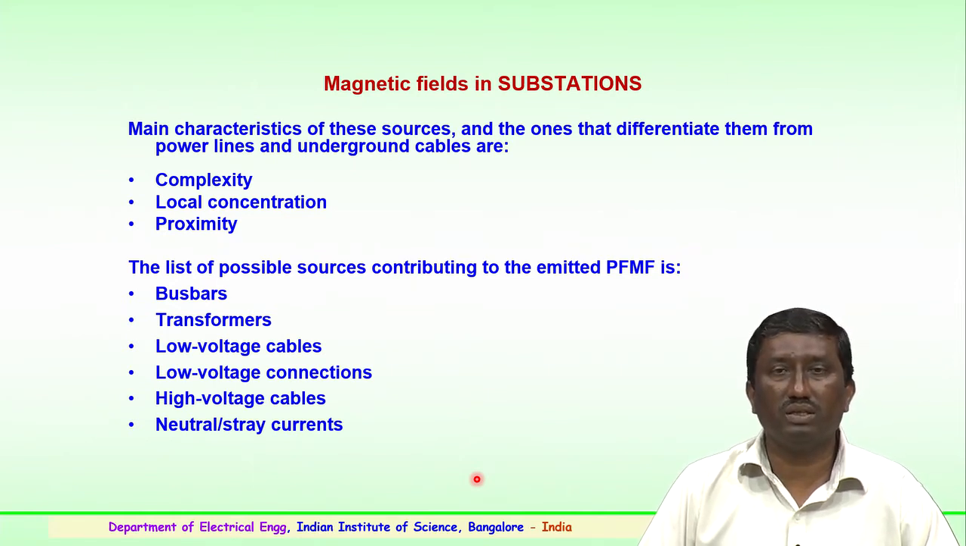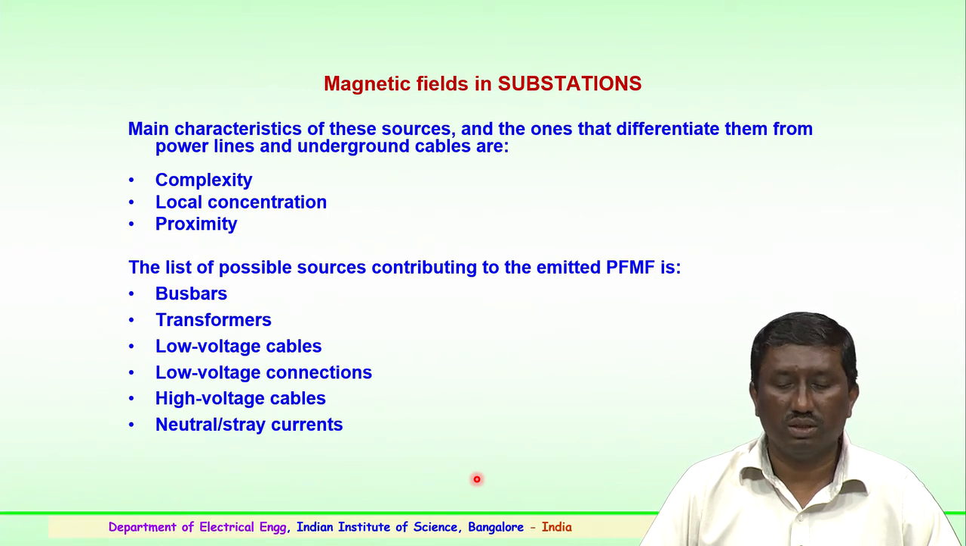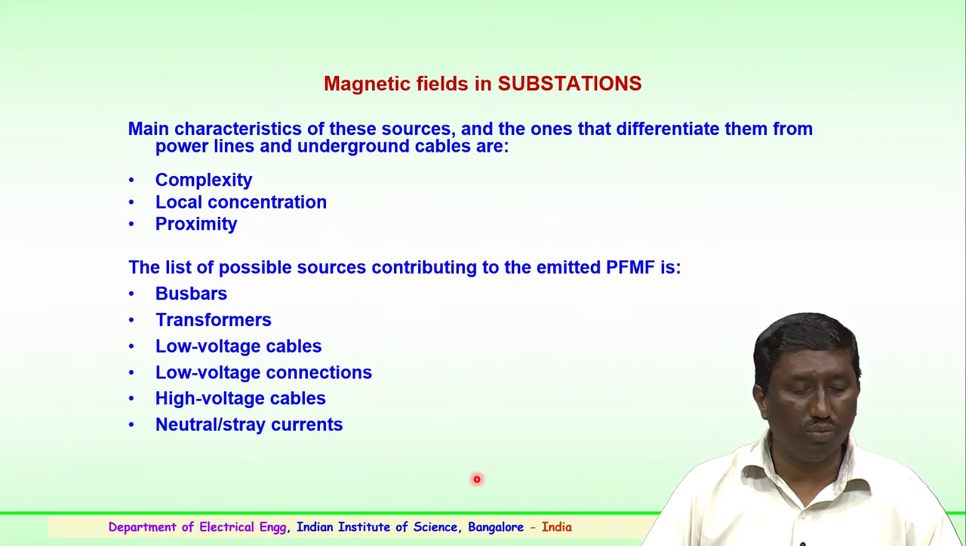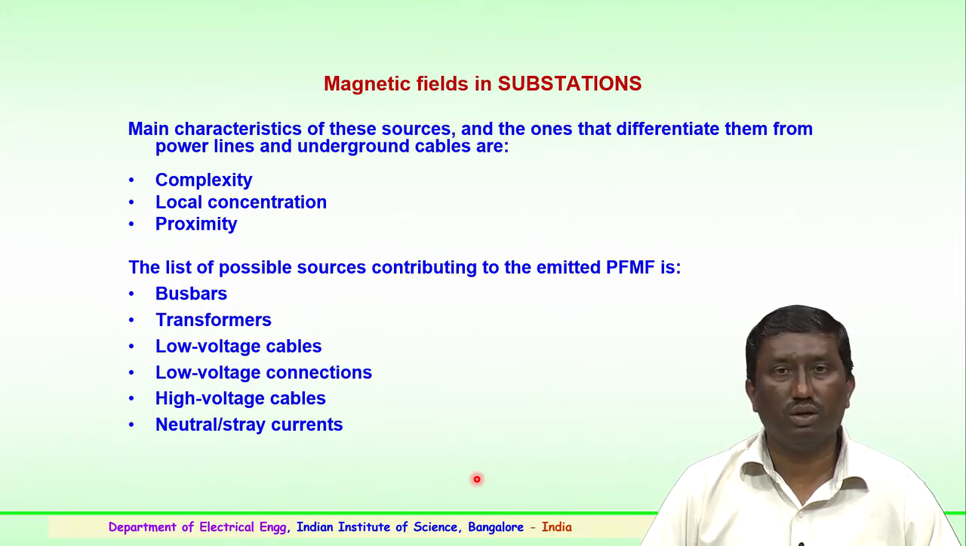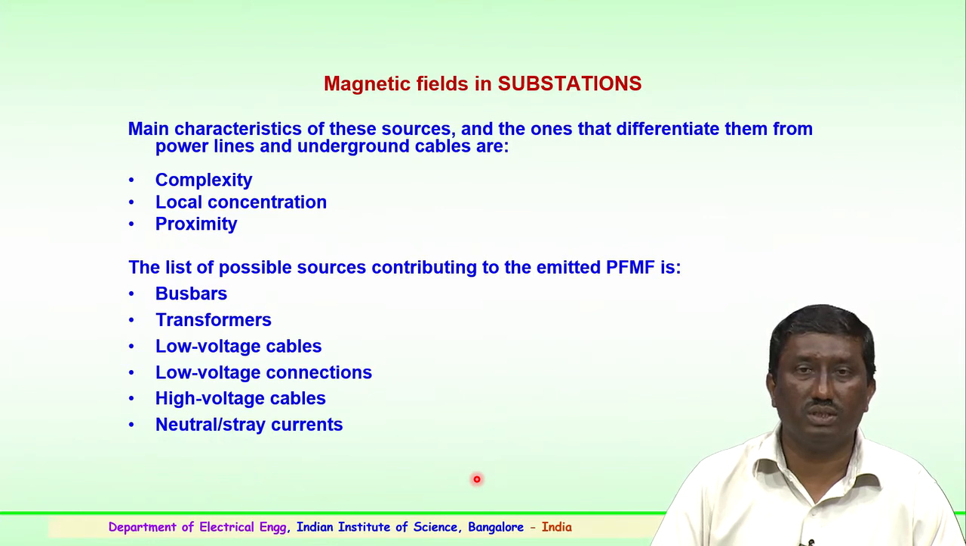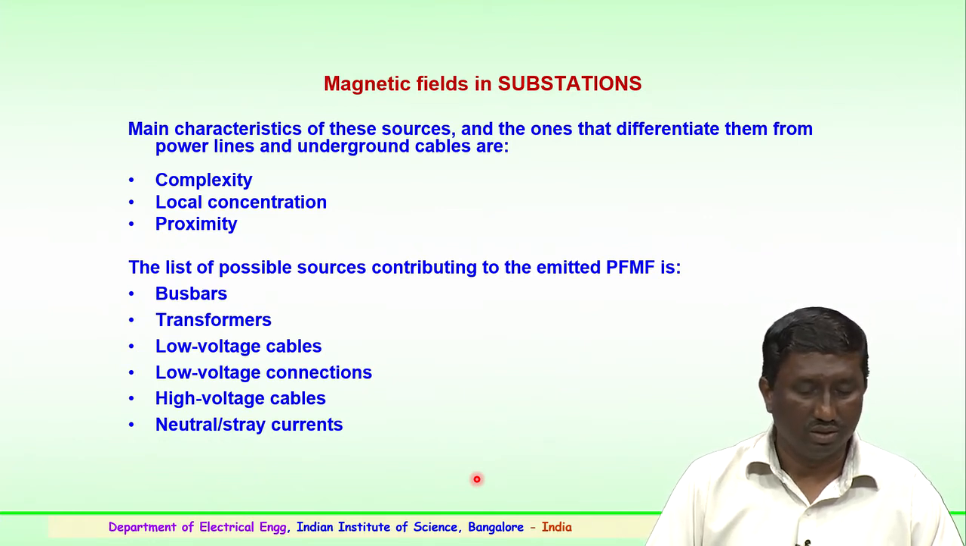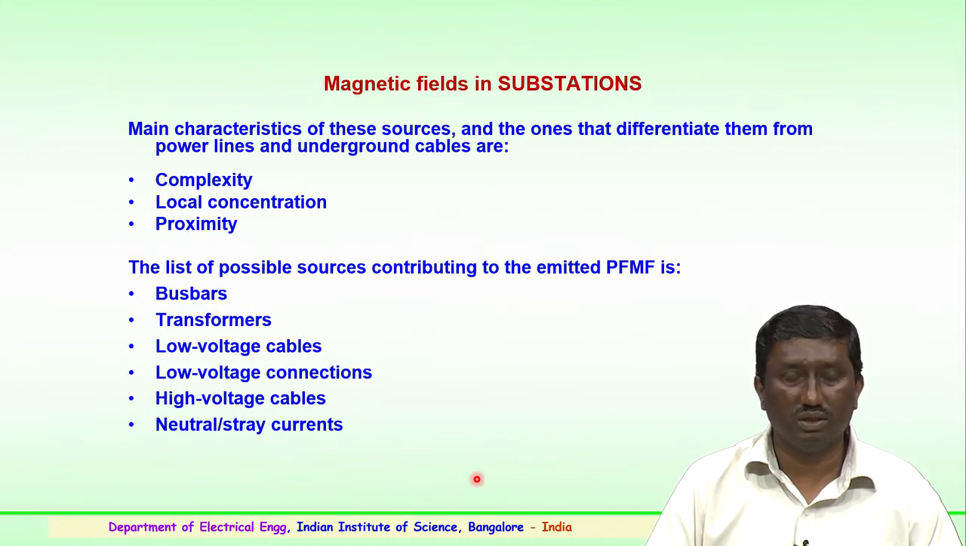So, the main characteristics of the sources and the ones that differentiate from the power lines and underground cables, basically in a substation, are the complexity of the arrangement, the local concentration and also the proximity effect. Several of these things come into the picture, causing the effect of magnetic fields in the substation.